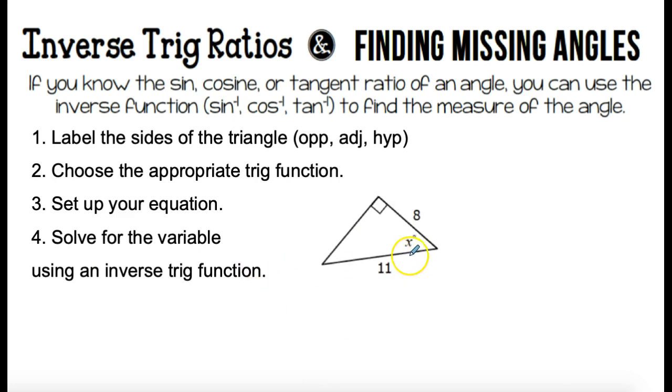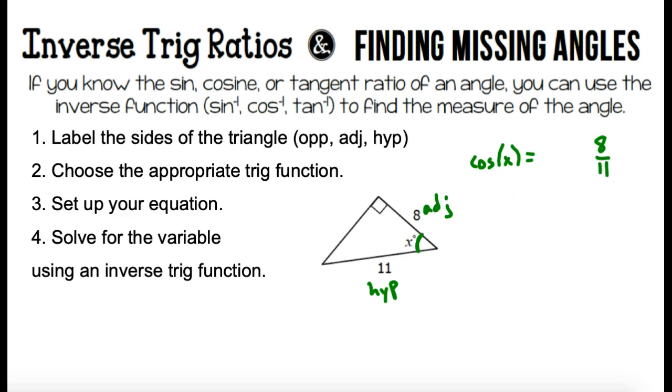All right. On this one, again, first step, label the sides. So with respect to this angle, well, this would be the opposite side. So that means this would be the adjacent leg, and this would be the hypotenuse. So the trig function that deals with adjacent and hypotenuse is cosine. So my setup is going to be cosine of the angle x equals adjacent over hypotenuse equals 8 over 11.